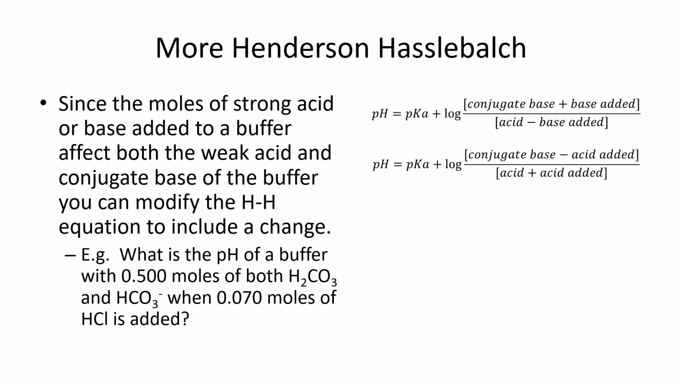Alrighty, now lastly, we can get really fancy with our Henderson-Hasselbalch equation and recognize that when you add acid or base, the moles are going to change for the conjugate base and for the weak acid present in the buffer in equal but opposite ways. So if you add a base, well, then the acid is going to be decreased by the amount of base that is added, and the conjugate base is going to be increased by that same amount. And if you add an acid, well, the base is going to be decreased by the amount of acid added, and the acid part is going to be increased by that same amount.